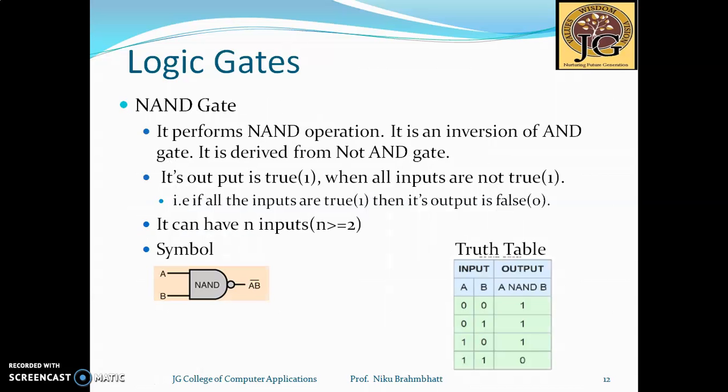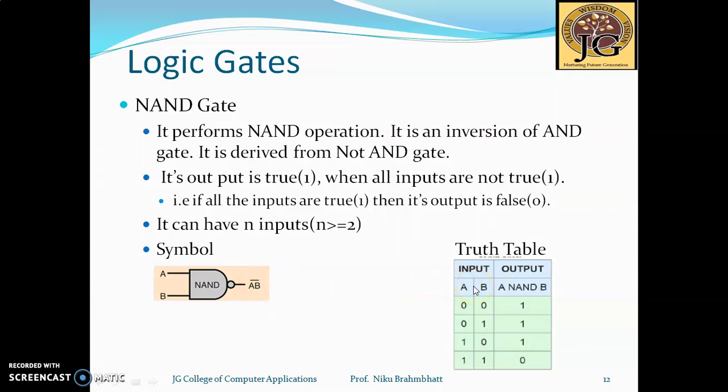And NAND gate. NAND gate is an inversion of AND gate. It means its output is 1 when all inputs are not 1. Meaning when all inputs have value 1, then its output is 0. It means if all inputs are 1, then its output is false. You can also say that it is derived from NOT AND gate. It can have n inputs. This is the symbol of NAND gate with two inputs. The Boolean expression says y is equal to (ab) bar.